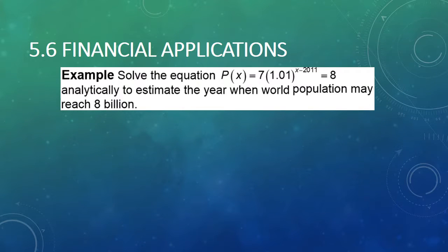Now we're going to solve the equation 7 times 1.01 to the x minus 2011 equals 8. This is going to estimate the year when the world population may reach 8 billion. Pause the recording, give it a try, and resume to check your answer.